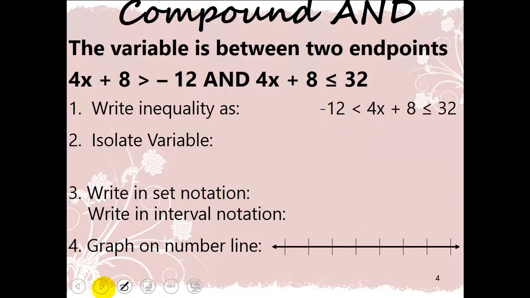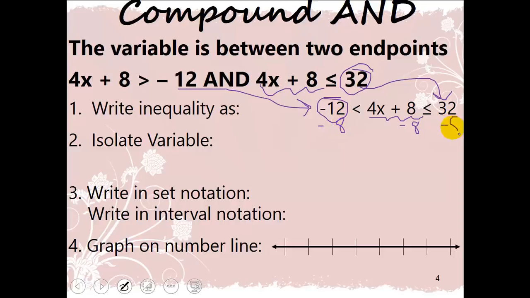Okay, let's try another one. Notice that what I did was I put my smallest number here, my largest number here and my expression in the middle. Now I'm going to isolate my variable. I'm going to subtract 8 from everywhere. So every single section, okay?